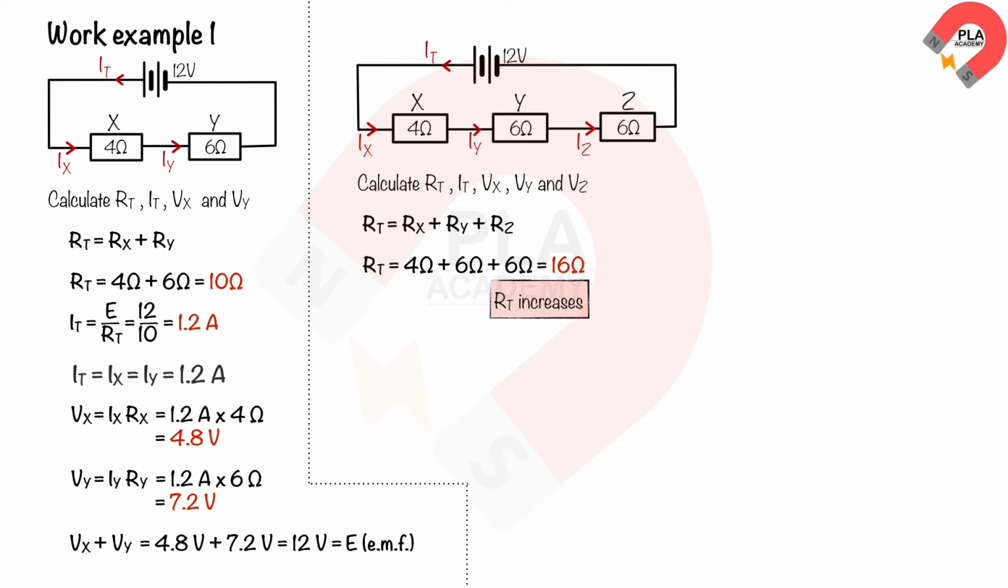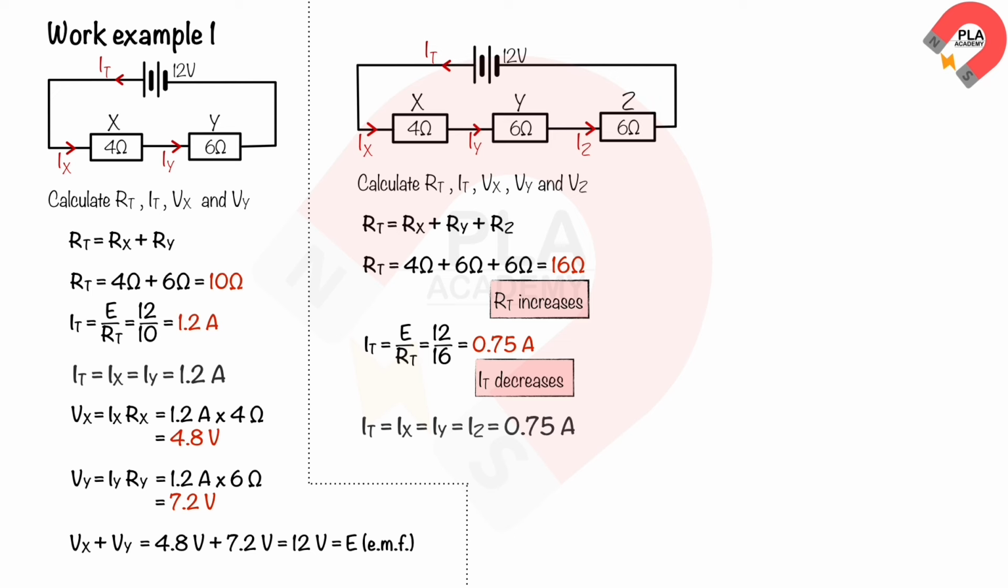Calculate the current from the battery using the following equation. IT equals EMF over RT. Substitute EMF equals 12 and RT equals 16. So IT equals 0.75 amperes. You see that the current from the battery decreases. In the series circuit, the current from the battery is equal to the current through each resistor. So IT equals IX equals IY equals IZ equals 0.75 amperes.